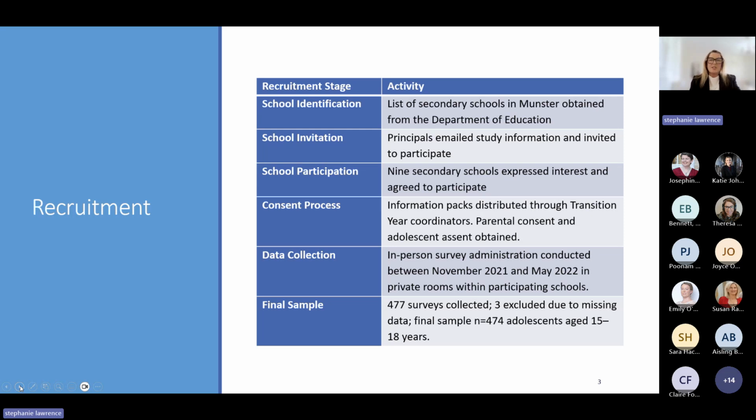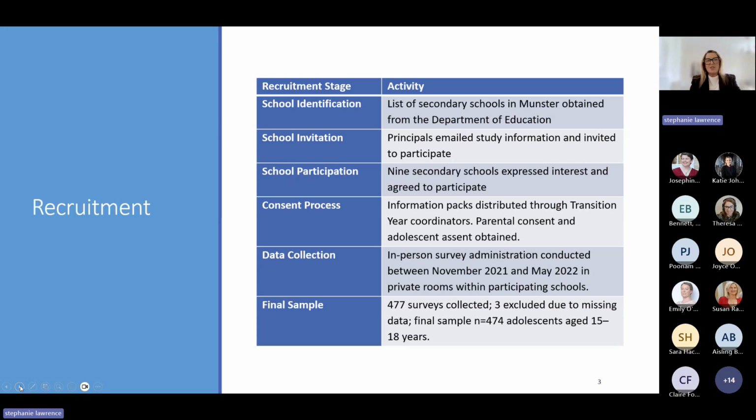We decided to focus on the Munster area as a geographical area. So we had a list of schools from the Department of Education website. We then sent an email to the principals in the schools, focused mainly on the transition year coordinator, as we were particularly interested in adolescents aged 15 to 18 years. On reply, 9 secondary schools expressed interest in taking part in the actual study.